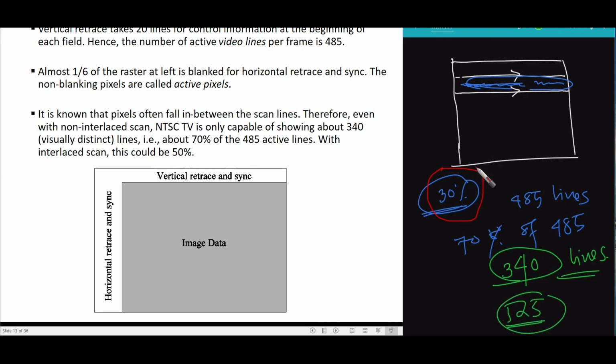Some lines are missed due to horizontal and vertical retracing, and some lines are missed due to the nature of the scanning. And this 30% we lose if we don't do interlacing. If we do interlacing, then the experiment suggests we lose 50% of lines. So you can think that we actually scan a much smaller number of lines compared to our ability.